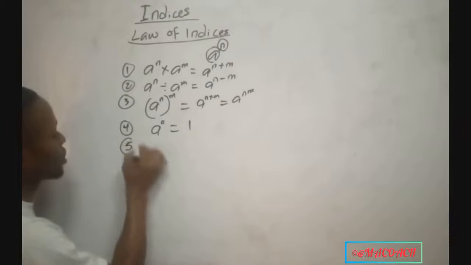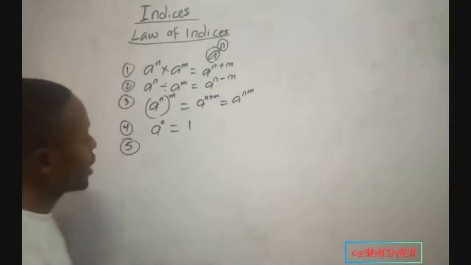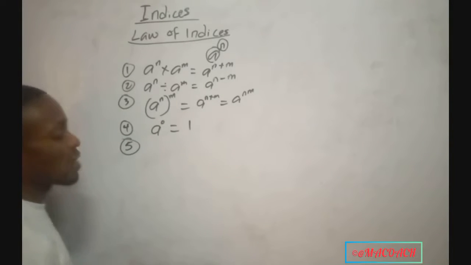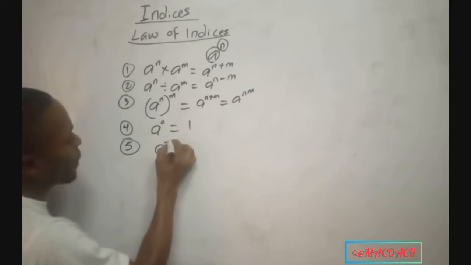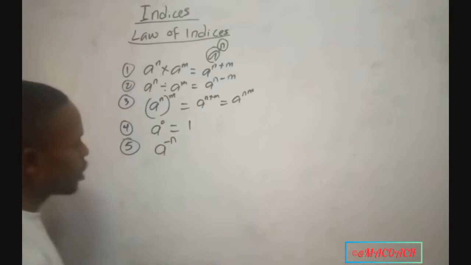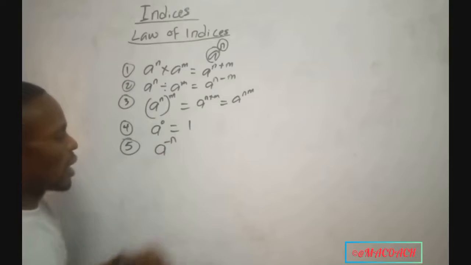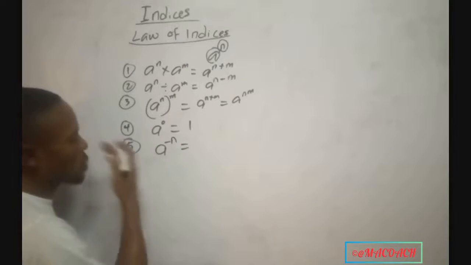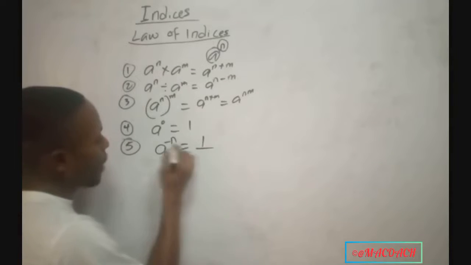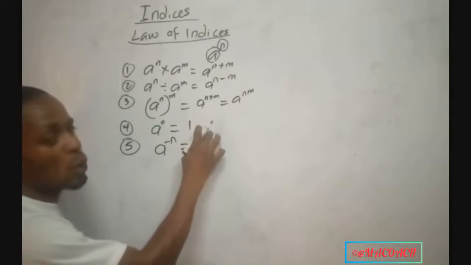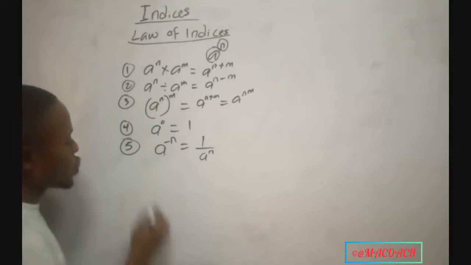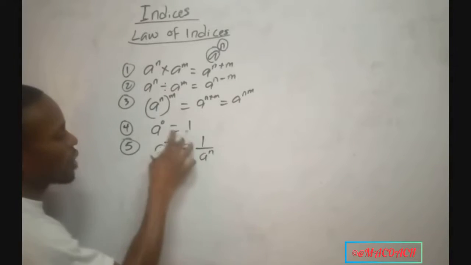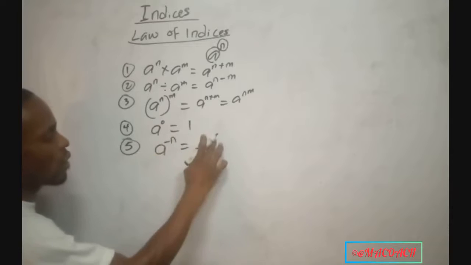The fifth one I introduce for you today is the negative index. This one says that if you have a raised to the power of minus n, this can be expressed as 1 over a raised to the power of n, because the minus is interpreted as 1 over. So when you have an expression like this, it will give us this, and when it's an expression like this, it will give us this.